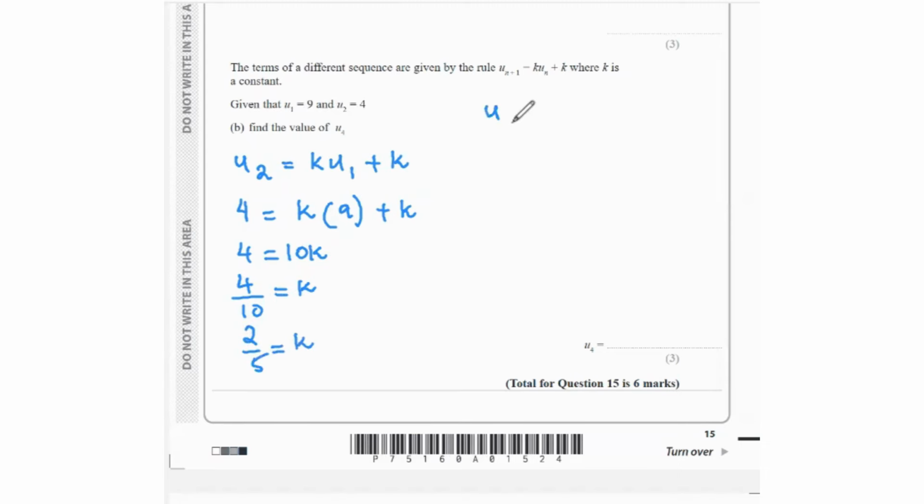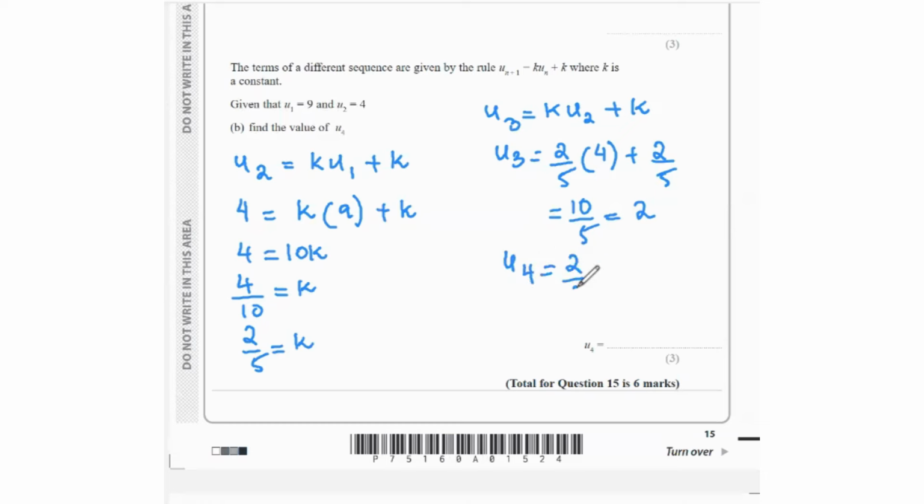So now u3 is going to be k times u2 plus k. So that's going to be 2 over 5 times u2, which is 4, plus 2 over 5, which gives us a value of 10 over 5, and that's 2. u4 is going to be 2 over 5 times 2 plus 2 over 5, which is going to give us a value of 6 over 5. So that's the value of u4.